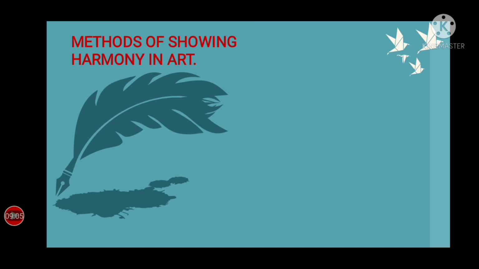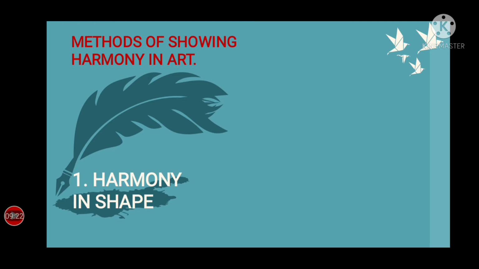Since we have discussed what is harmony and defined it, now let's proceed to the methods of showing harmony in art. Like the rhythm, harmony as well has methods of showing it in an art. So number 1, harmony in shape.